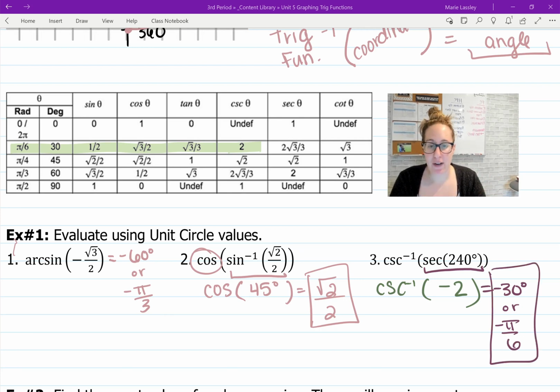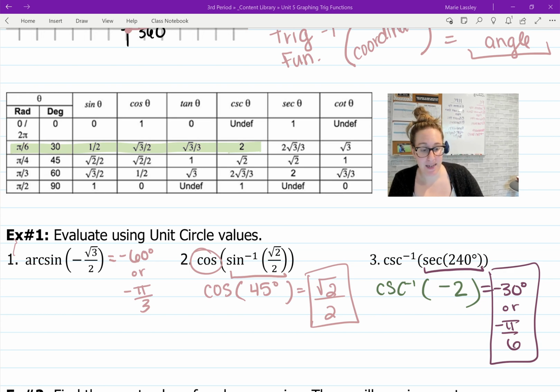So those are the 3 different types. You can either have a straightforward one where it's just inverse sine or arc sine of something. Those are easy, it's one step. The other ones, like number 2, have the inverse on the inside, so you do the inverse first and then the trig function on the outside. Or you could have ones like number 3, where the inverse is on the outside and the normal trig function is on the inside. Just make sure you can do all 3.